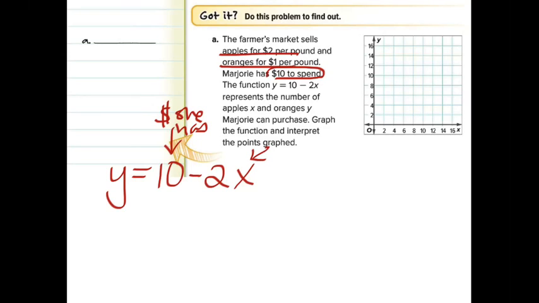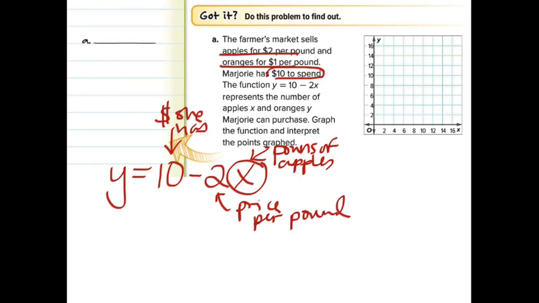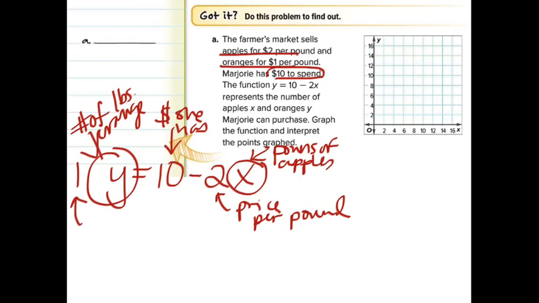$2 per pound, so this is pounds of apples. Not the 2, just the x. So the x is pounds of apples. The 2 comes from price per pound. And my y is number of oranges. Pounds of oranges. This would actually be a 1y because it's $1 per pound. Okay? So in this case, the 1 would be price per pound.